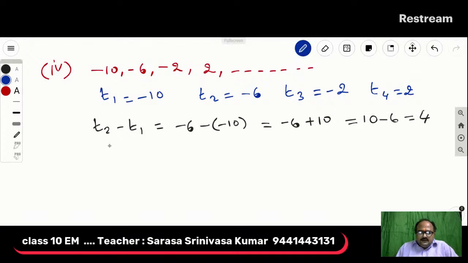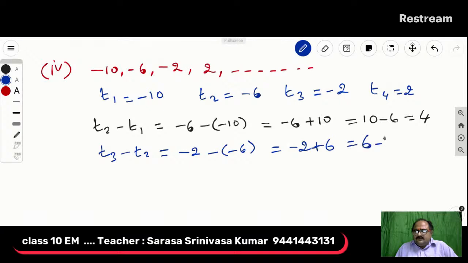Now we find T3 minus T2. T3 minus T2 is equal to, what is T3? It is minus 2. What is T2? It is minus 6. So minus 2 minus of minus 6. So this is equal to minus 2 plus 6. Minus 2 plus 6, this is 6 minus 2 equal to 4.